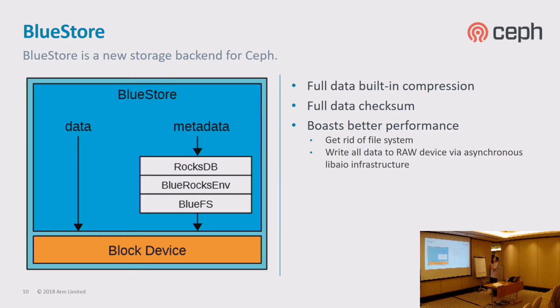And this diagram illustrates how BlueStore works. BlueStore consumes raw devices or partitions. It stores data via an asynchronous libaio infrastructure, and it stores the corresponding metadata in RocksDB. RocksDB is a key-value database designed for high-speed storage devices. And BlueStore provides full data built-in compression, and it provides full data checksum. You can use CRC or another hash to do the checksum.